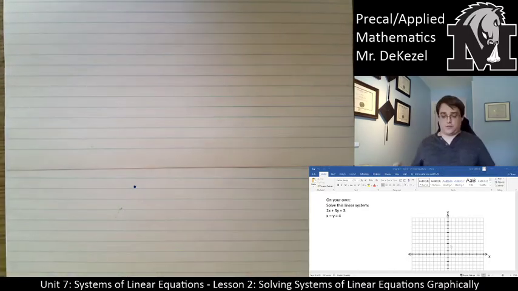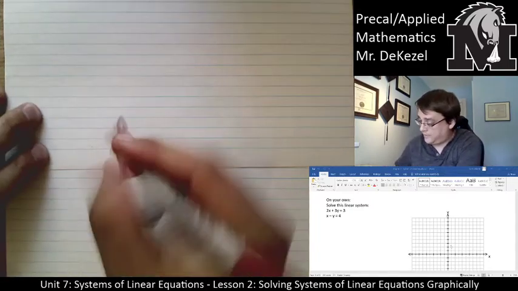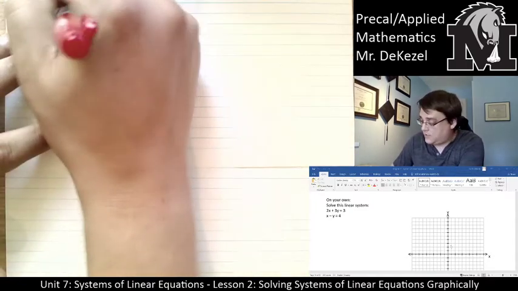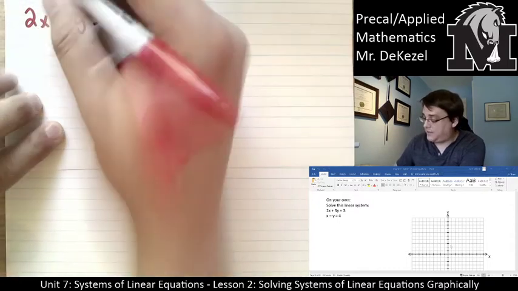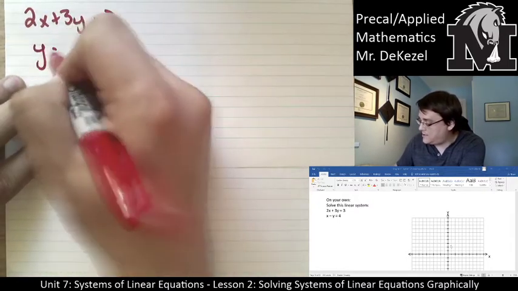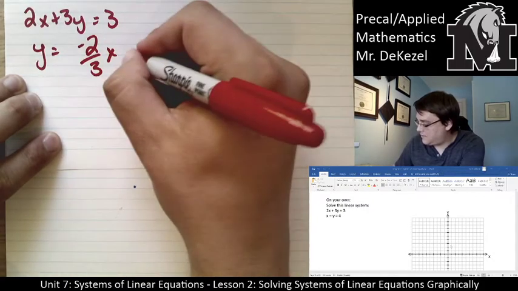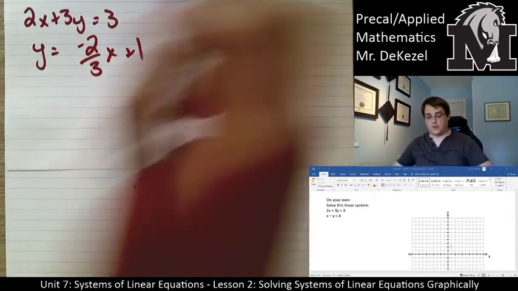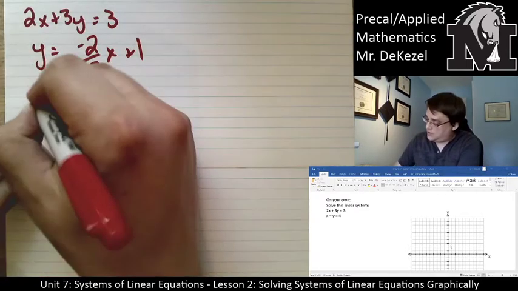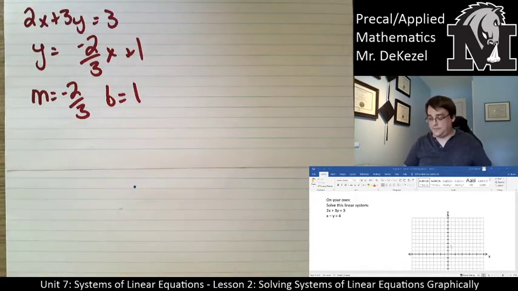Okay, so for this one, what we're going to do is rearrange each of these equations into y equals mx plus b form. So we have 2x plus 3y is equal to 3. We move the 2x over, divide everything by 3. That would be y is equal to negative 2 over 3 x plus 1. So that's one equation where the slope is equal to negative 2/3 and the y-intercept is equal to 1.